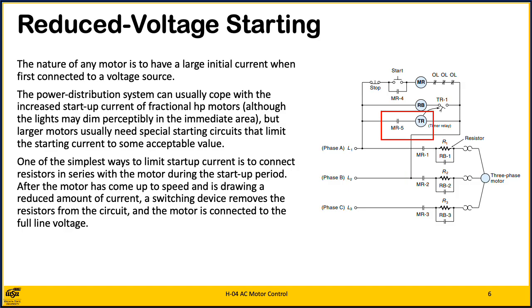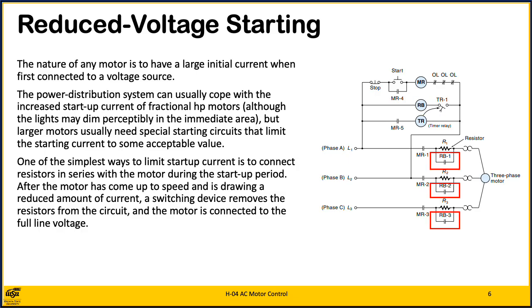Another MR contact, MR5, applies power to the coil of a timer relay, TR, a relay with a built-in delay mechanism based on pneumatics or electronics that causes its contacts to close a certain time after the TR coil is energized. The delay is set to give the motor enough time to come up to near operating speed. When the relay times out, contact TR1 closes and allows relay coil RB to be energized.